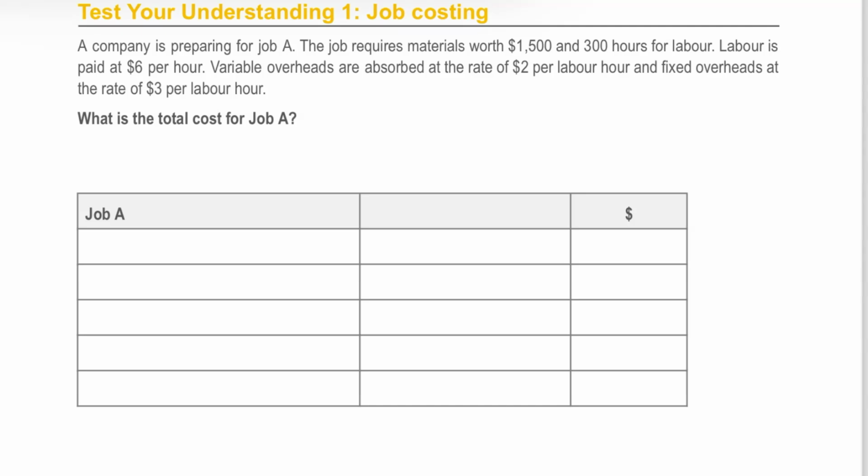Here we have a company preparing for job A. The job requires materials worth $1,500 and 300 hours of labor. Labor is paid at $6 per hour. Variable overheads are absorbed at the rate of $2 per hour and fixed overhead at the rate of $3 per labor hour. So both variable and fixed overheads are absorbed based on labor hours. What is the total cost for job A?